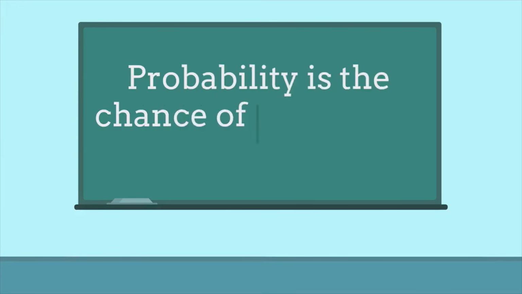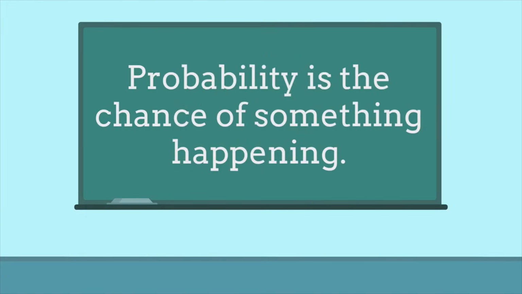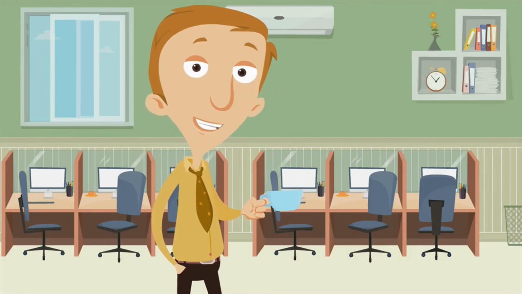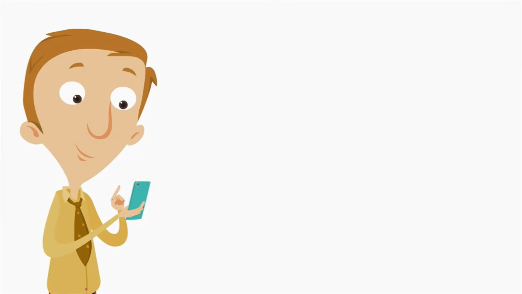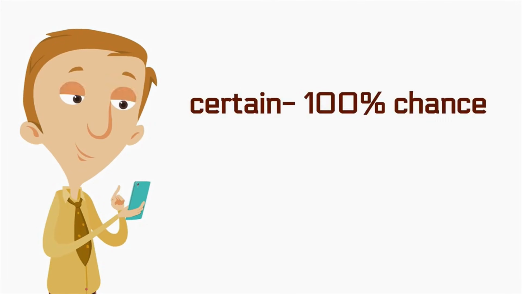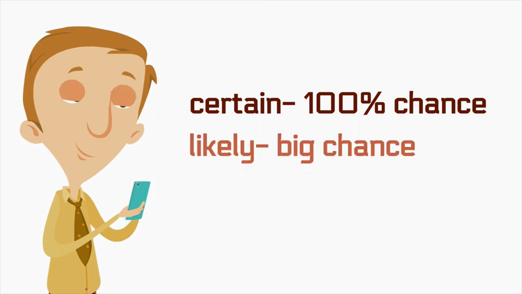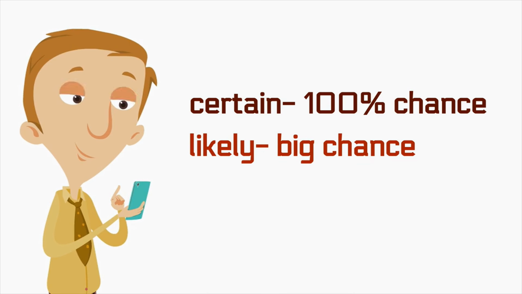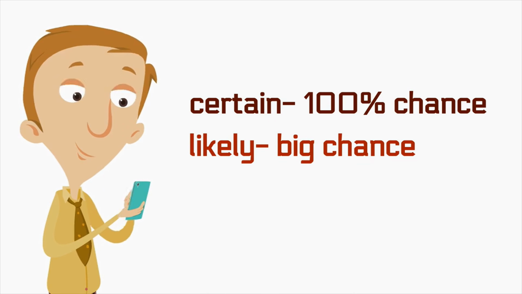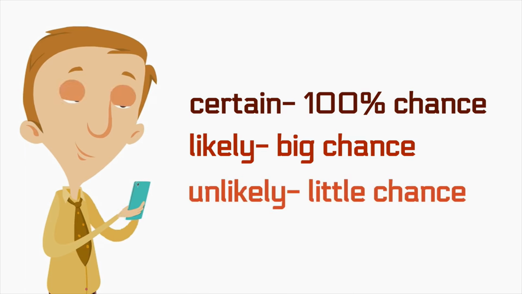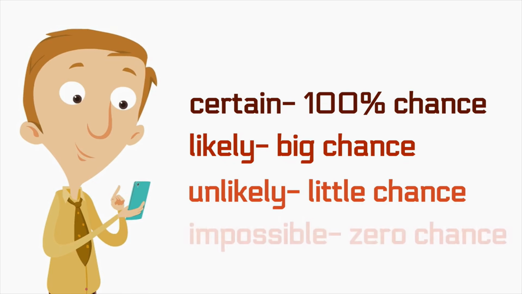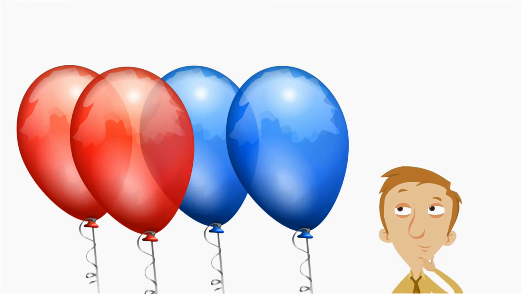So, probability is the chance of something happening. There are words we use to describe the probability of an event. There's certain, that means you have a 100% chance. It will happen for sure. There's likely, that means you have a big chance. There's a big chance it will happen. Then there's unlikely. That means there's a little chance of it happening. And lastly, the term impossible, meaning zero chance. Just like there was zero chance of me getting a green balloon at the store that day.